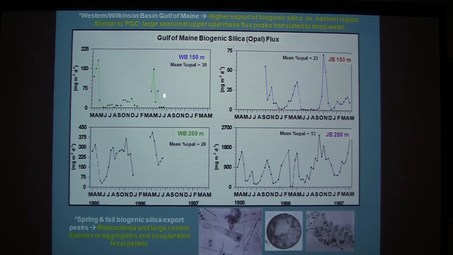Now we see that opal peak translated through into this bottom resuspension zone, certainly on a seasonal basis, but at the same time, if you look over here, that peak's there and that's translated, but there are other multiple peaks. The resuspension is being fed not just from above, but by processes near the bottom.